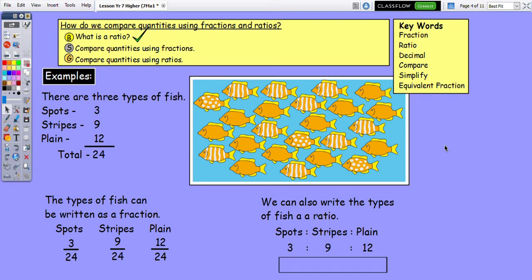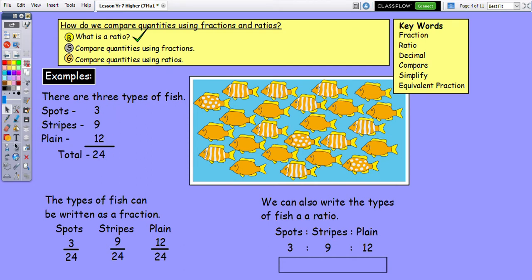Excellent. Okay, so I thought I'd take a brief moment to explain to you what a ratio is, because some of you would have met them before, some may not. I've tried to explain this using very simple pictures. Here we've got a picture of some fish. There are three types: spots, stripes and plain. I've counted up how many of each fish I've got. So I've got 3 spots, 9 stripes and 12 plain fish, which gives me a total of 24.